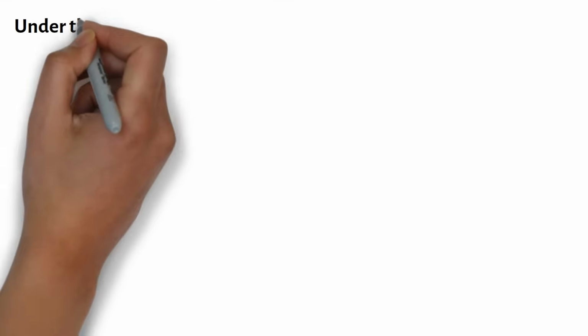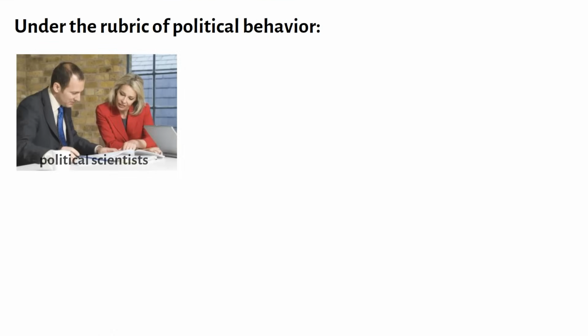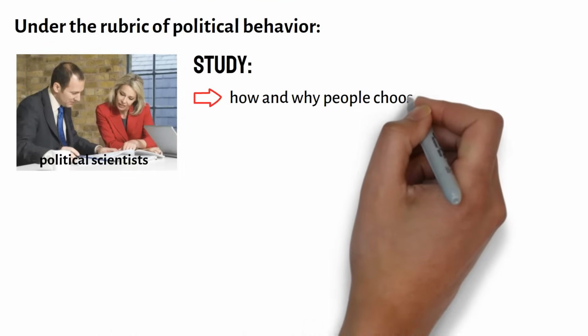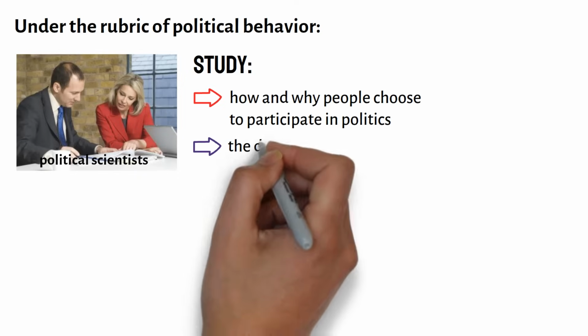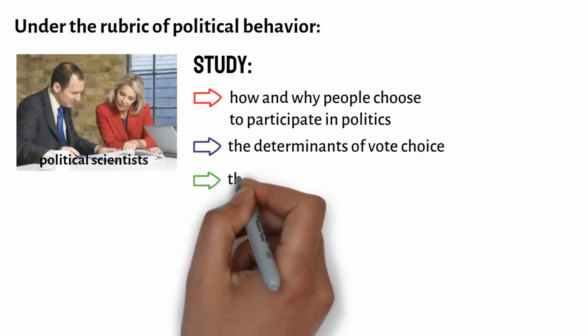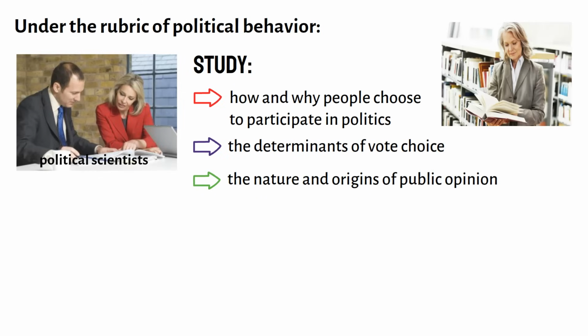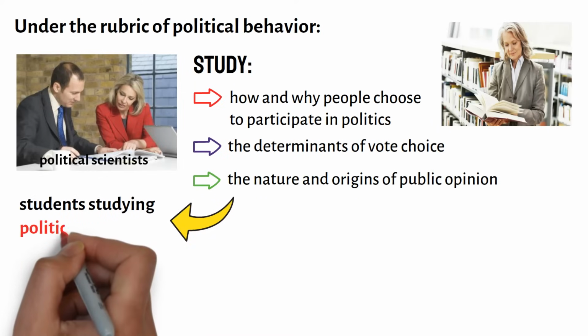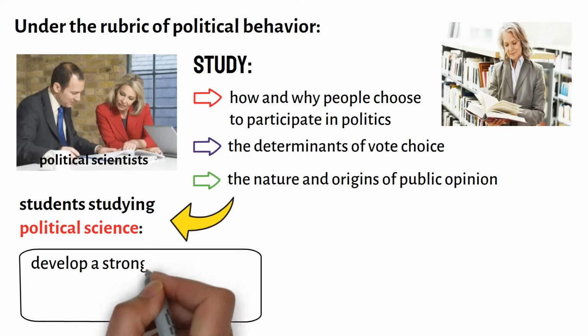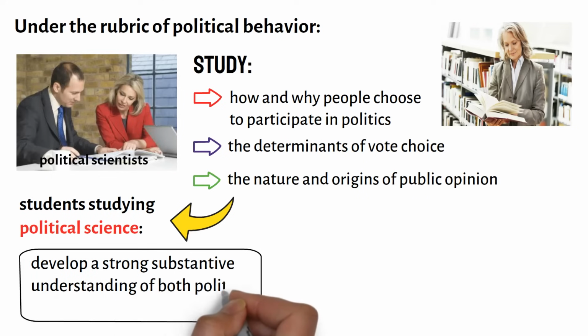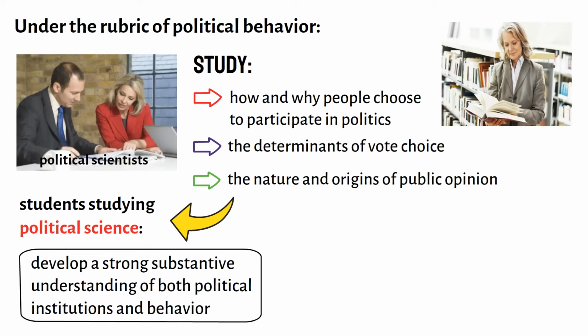Under the rubric of political behavior, political scientists study how and why people choose to participate in politics, the determinants of vote choice, and the nature and origins of public opinion. For this reason, students studying political science develop a strong substantive understanding of both political institutions and behavior.